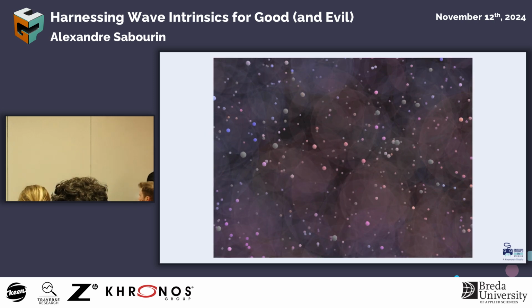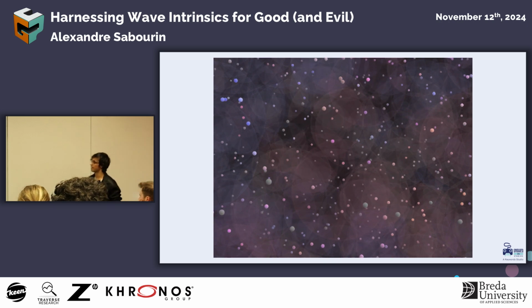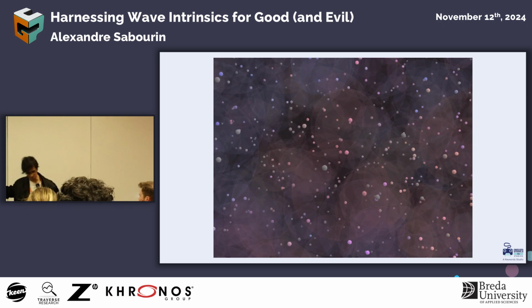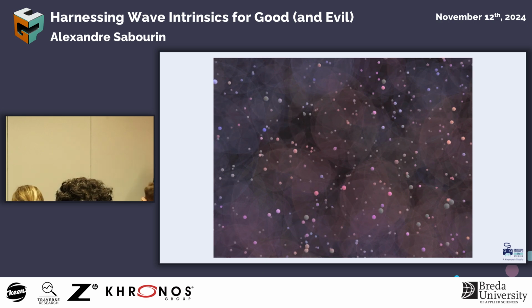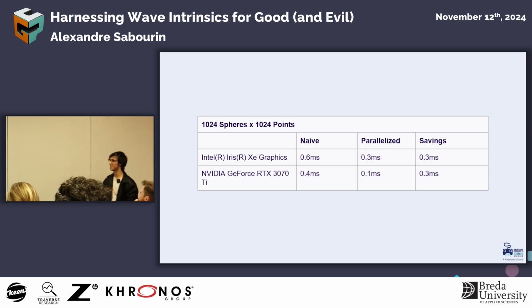If we look at a simple simulation here, I've simulated 1,024 spheres being influenced by 1,024 points. You really can't see the spheres here, but imagine them. They look great on my screen. On my Intel iGPU, this goes from 0.6 milliseconds on the naive solution to 0.3 for the fully parallelized version, and then 0.4 on my RTX 3070 Ti to 0.1.